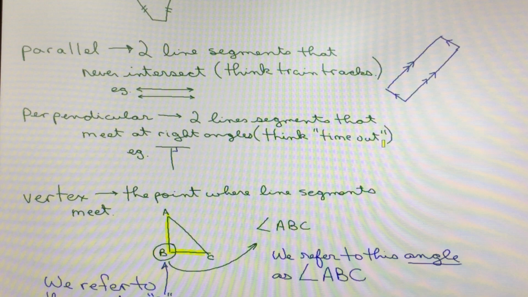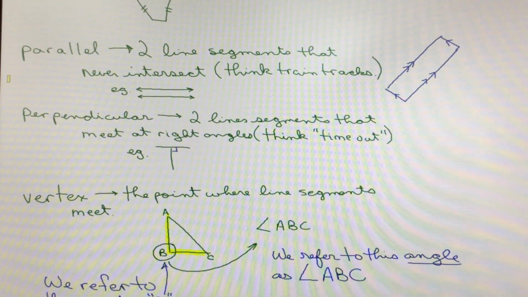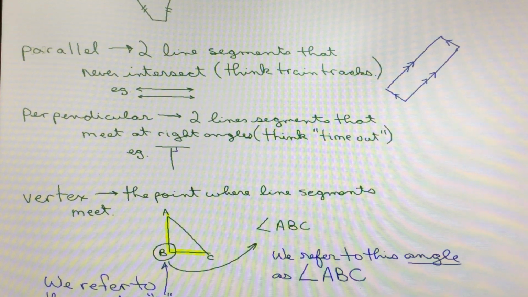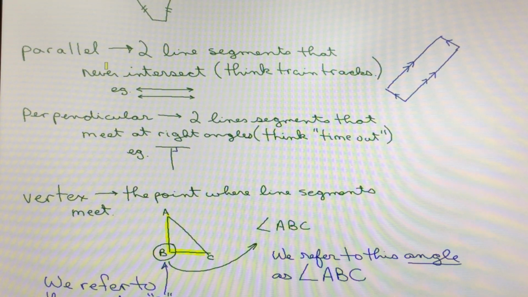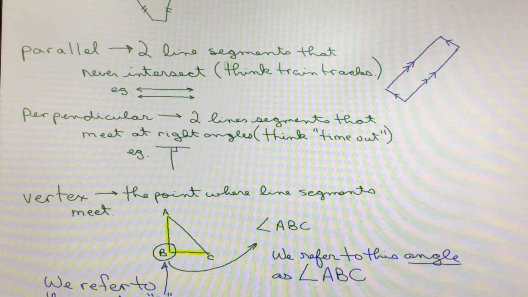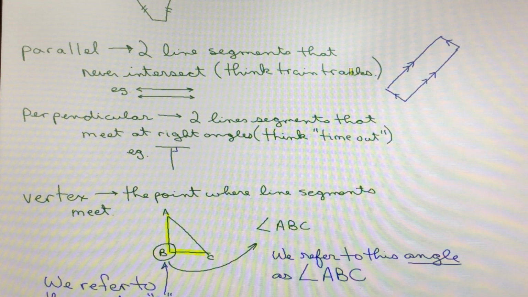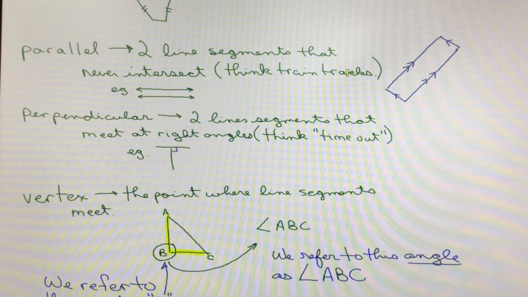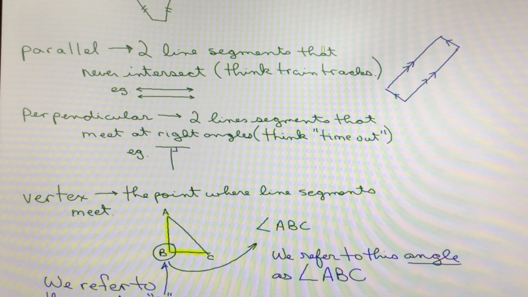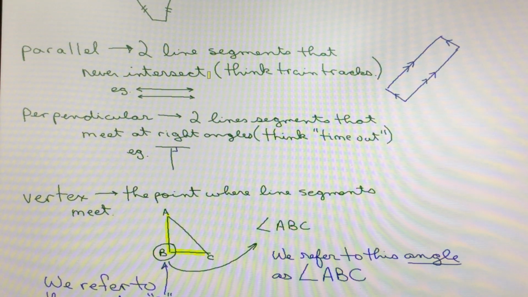Okay, parallel and perpendicular are the two that go hand in hand, and they tend to be the ones that kids get mixed up the most. Parallel, we always talk about, think train tracks. Train tracks run side by side, and they never intersect. They also never diverge, which means to move away from each other. So parallel means two line segments that never intersect or diverge.